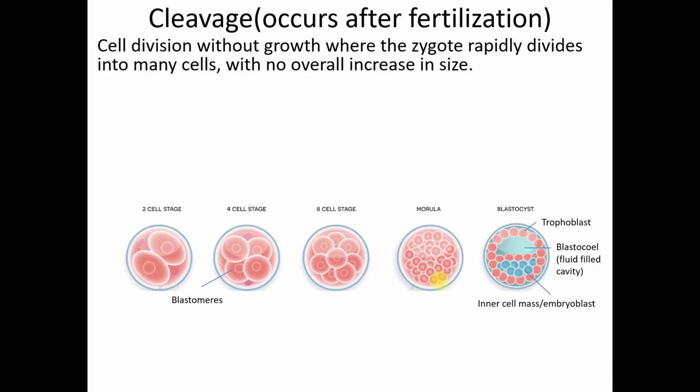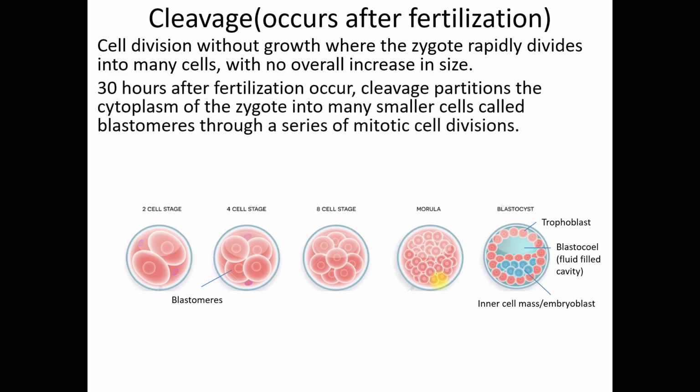Cleavage is a cell division without growth, where the zygote rapidly divides into many cells with no overall increase in size. 30 hours after fertilization occurs, cleavage will partition the cytoplasm of the zygote or embryo into many smaller cells called blastomeres through a series of mitotic cell divisions.